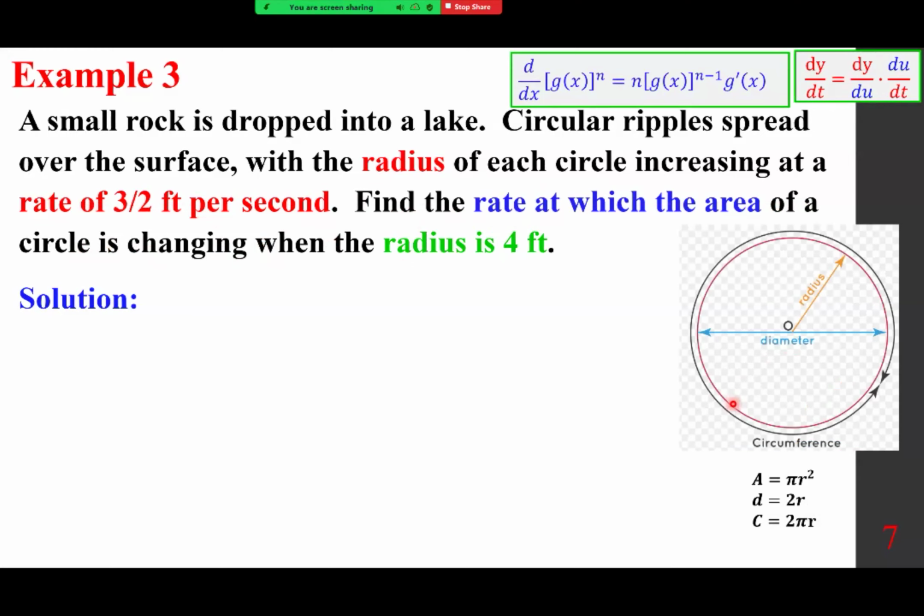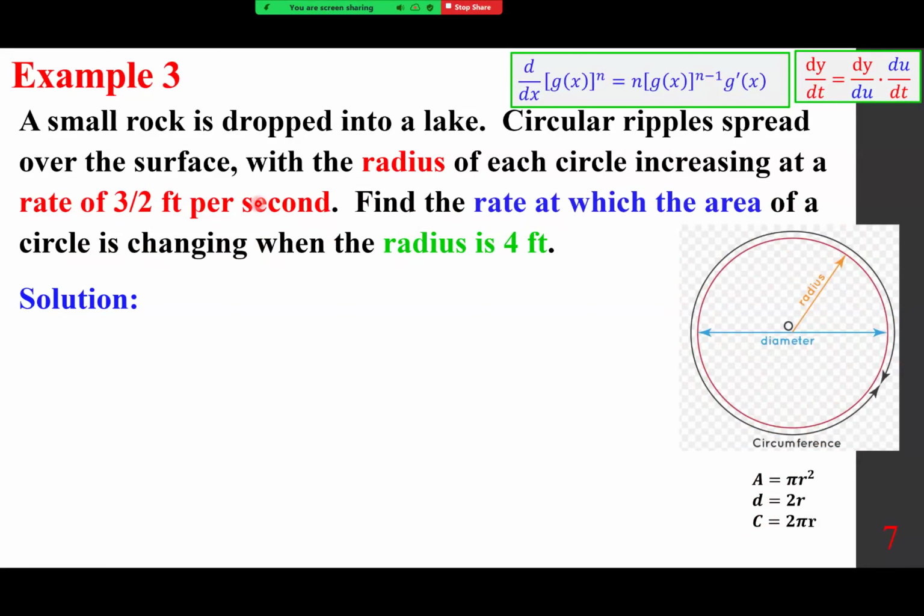So this is a circle. This is a radius. This is the diameter, which is 2 times the radius. If you go around it, it gives you the circumference, which is 2 pi r. And if you want the area, it is pi r squared. And that's exactly what we need here. The area equals pi r squared.